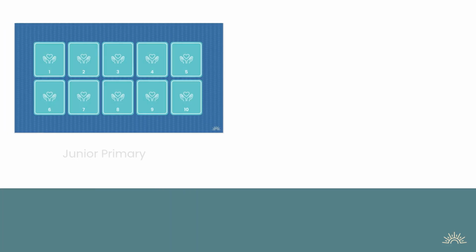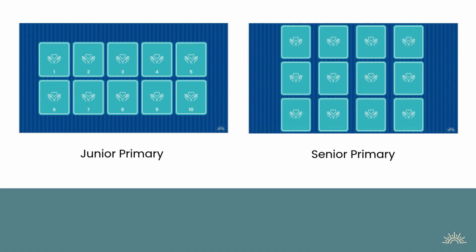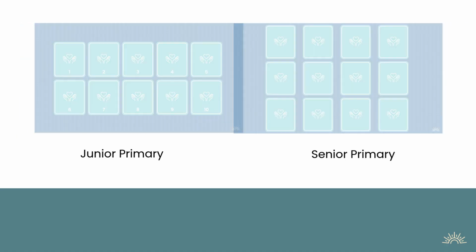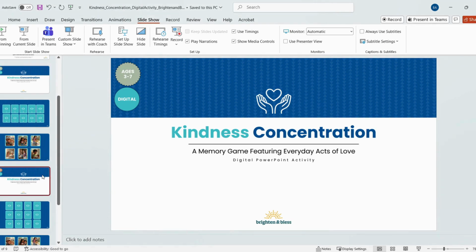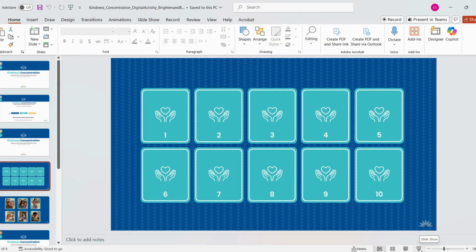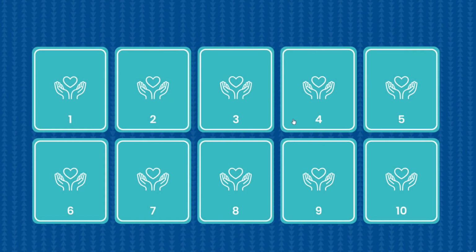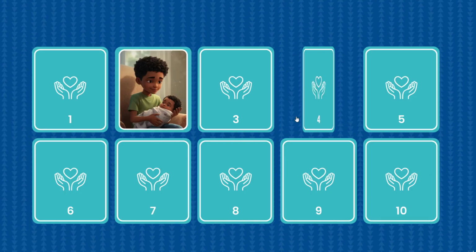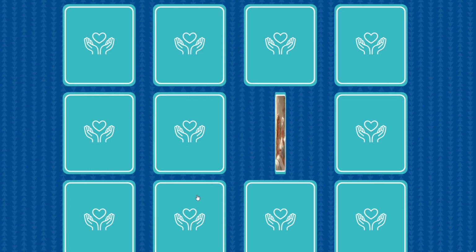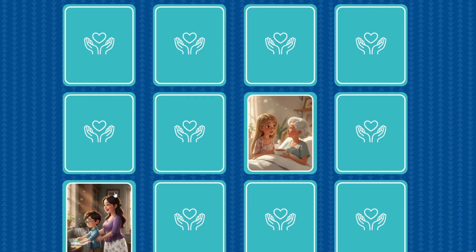This activity includes two separate game boards, one for junior primary and one for senior primary. Each game board slide has a title slide just before it that clearly indicates the age it's intended for. The junior primary version includes numbers on the cards with fewer matching pairs. This keeps the activity simple, allowing children to call out two numbers while you flip the cards for them. The senior version includes more matching pairs and does not use numbers.